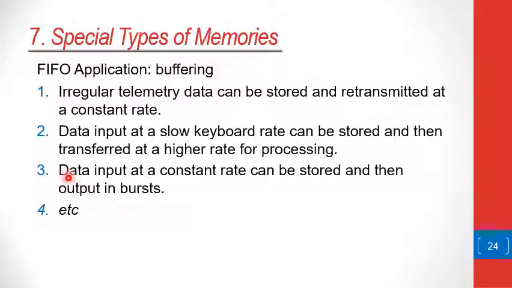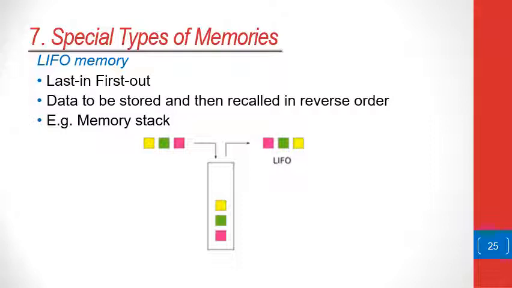Another example is when you have a data input at a constant rate, but you want to put it out as a single output, that is in the form of a burst. So there can be many examples of using FIFO special type of memory. Another special type of memory is a LIFO memory, last in, first out.